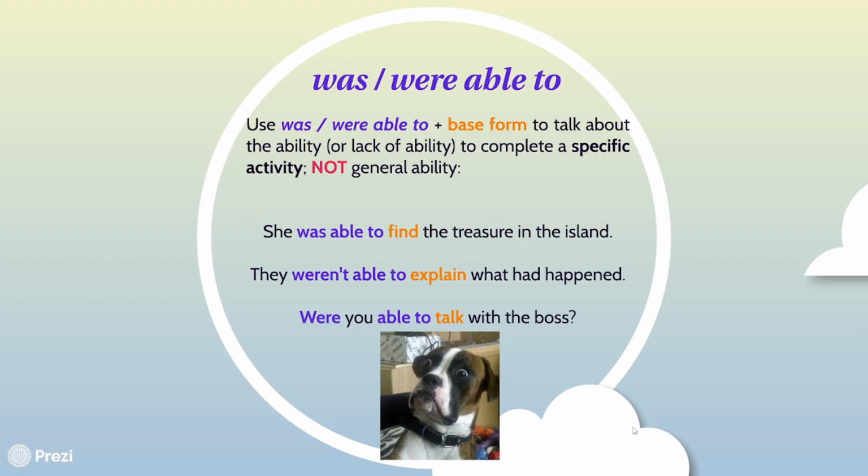Was, were able to is the second modal that we will talk about today. We use was, were able to plus the base form to talk about the ability or lack of ability to complete a specific activity. But you need to take into consideration that was, were able to is not used for general ability. We use it for a specific ability only.